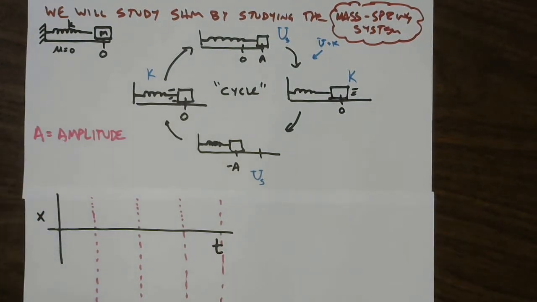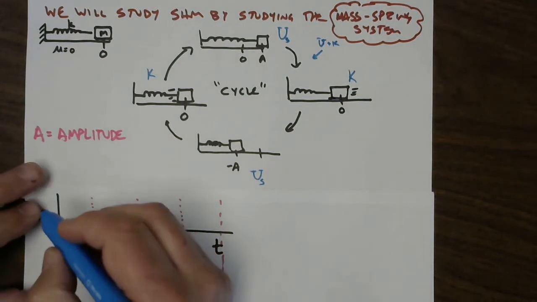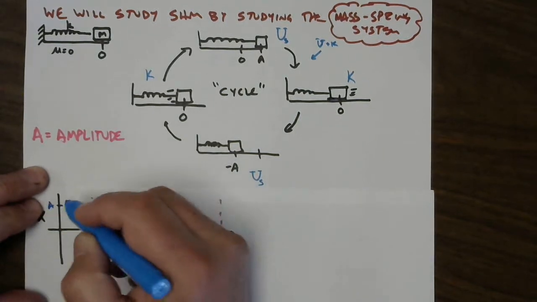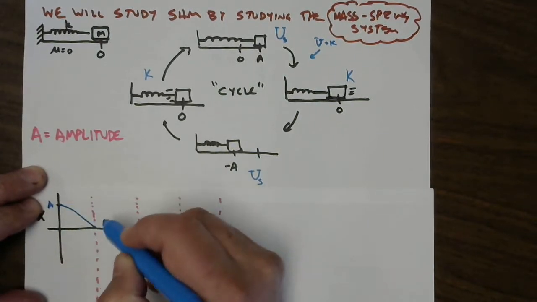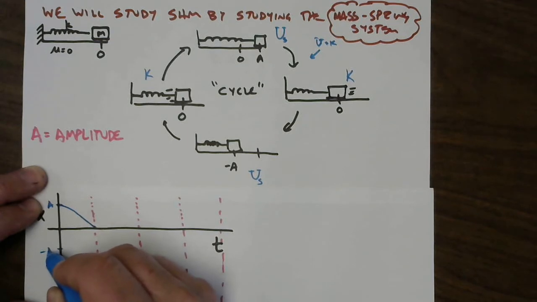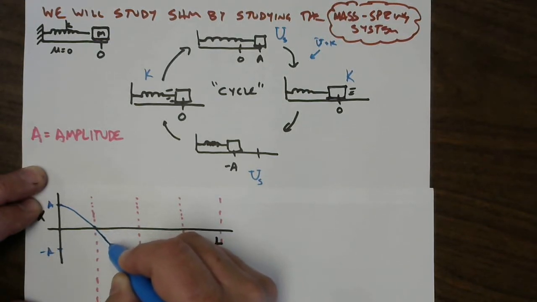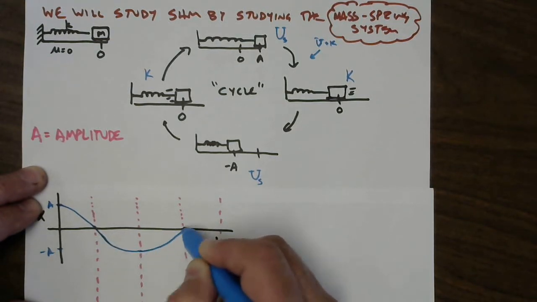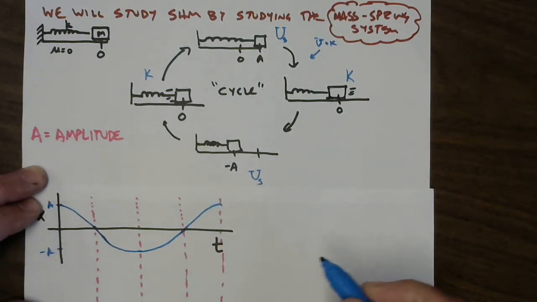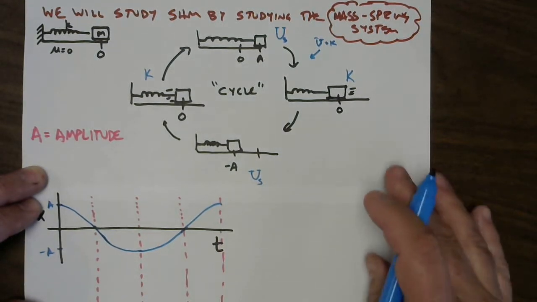So what is a good looking graph of the position versus time? Well, we start at an amplitude of A. We then return to the origin. We go to an amplitude of minus A. Then we return to the origin. Then we go to an amplitude of A again. Looks like we have a nice looking cosine curve.